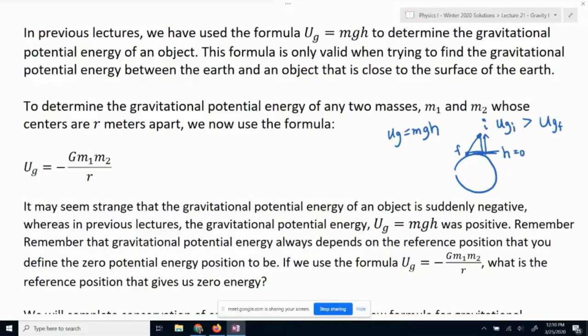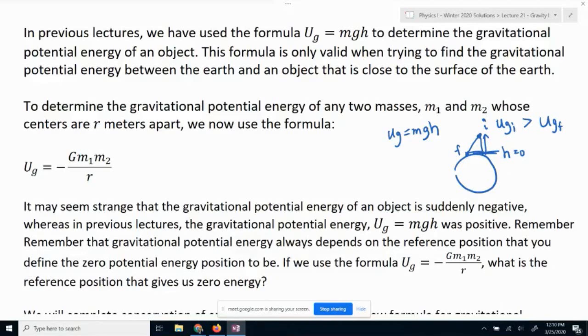So the higher you are, the more gravitational potential energy you have, the more potential you have to do work or to move really quickly, to have a high velocity. Does that make sense? When you look at the formula, UG equals mgh, that tells us the same thing. The bigger the h is, the bigger the UG is going to be.